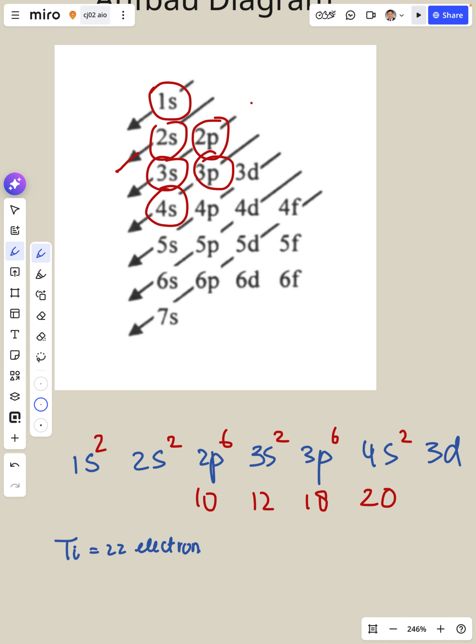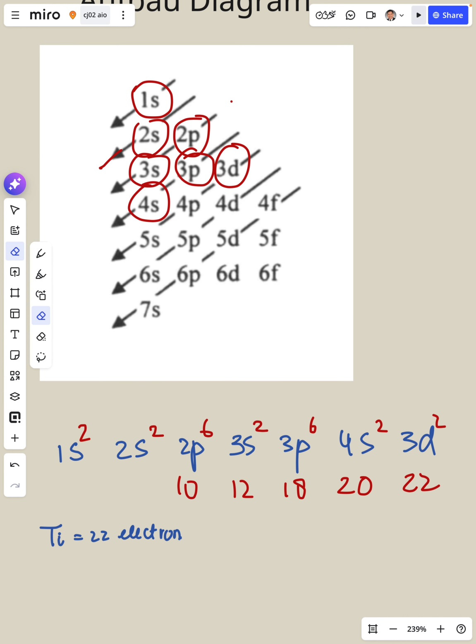And titanium is 22. So the D, the next one, the 3d, the 3d have only 2. So 22 until here. Yeah. So this is the electronic configuration of titanium.